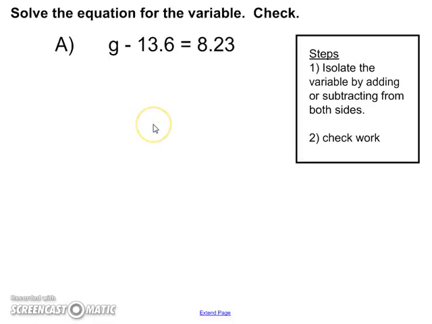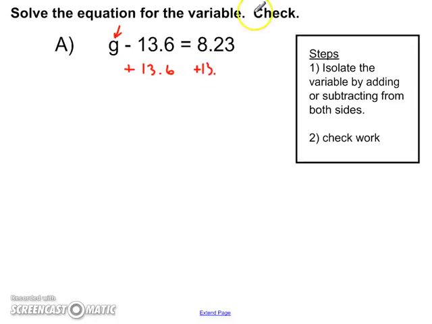So in this particular case here, in A, G minus 13.6 equals 8 and 23/100ths, we would do the same thing here as if these were whole numbers. So I look at this and I go, okay, I want to isolate G by itself, which means I need to get rid of a minus 13.6 from both sides of the equation. Well, how do I do that? Well, the opposite of minus is to add. So I'm going to add 13.6 to both sides of the equation.